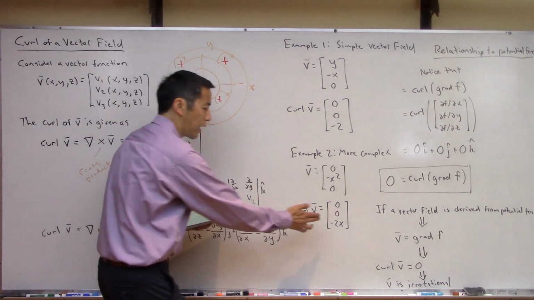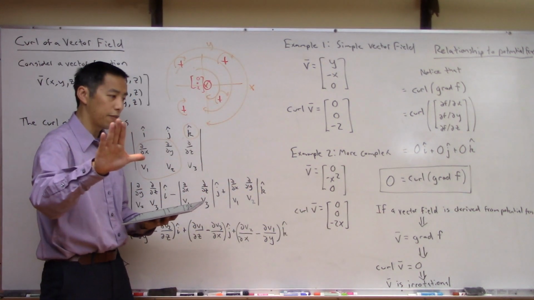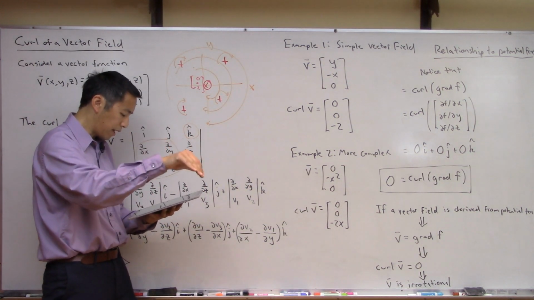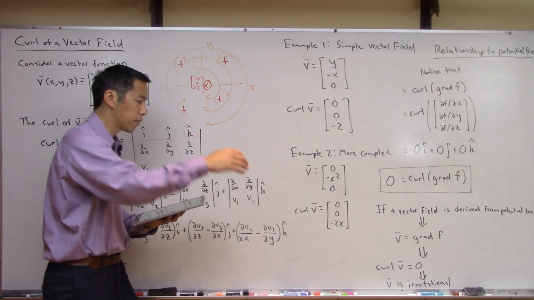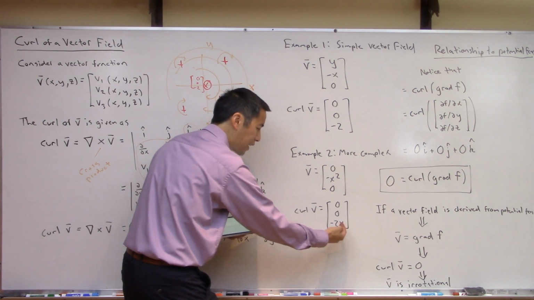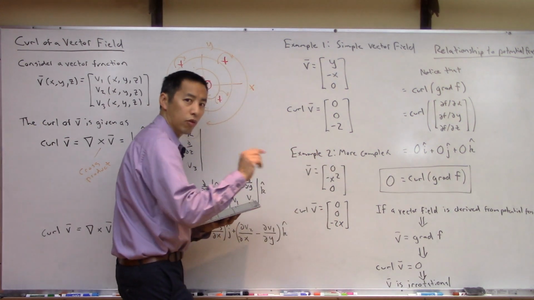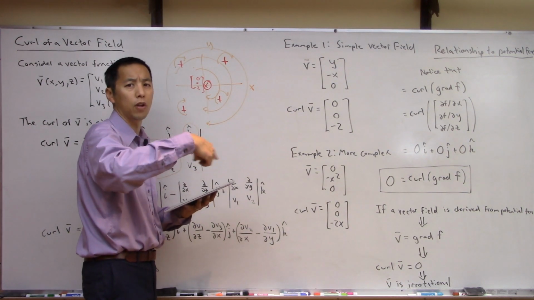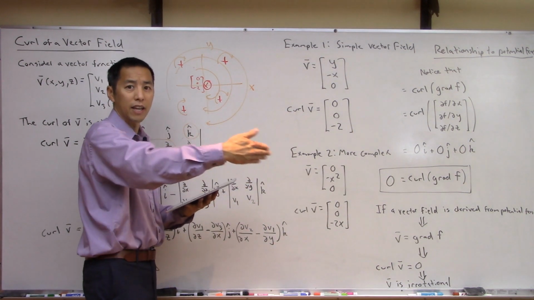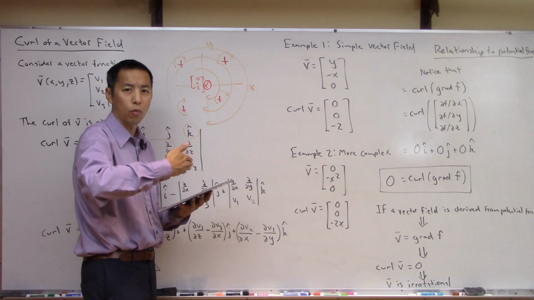So you can see when x is positive, we get a vector into the board. So when it's positive, we get clockwise rotation of these paddle wheels. And furthermore, the bigger x gets, the more rotational it gets. So if I keep going into the positive x direction, I would expect this thing to be spinning, and the flow is much more rotational than it is closer to the y-axis.